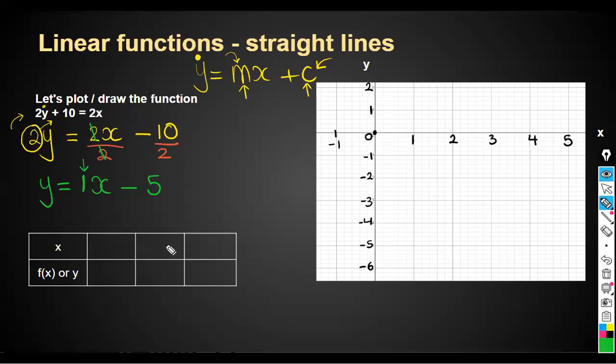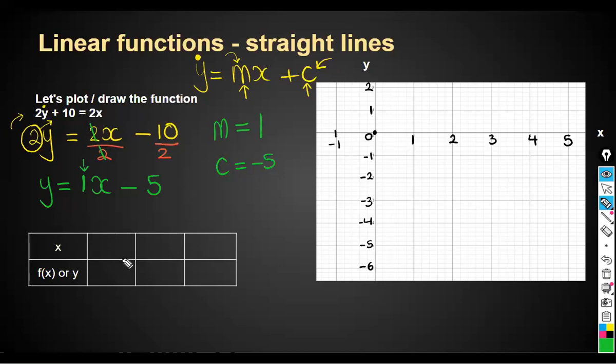Can you all tell me what's the gradient now? How much is the gradient and how much is the y-intercept? Right. The gradient is 1 because whatever is touching x is the gradient, and whatever is not touching the x is the y-intercept, or the c value. M is the gradient, c is the y-intercept.